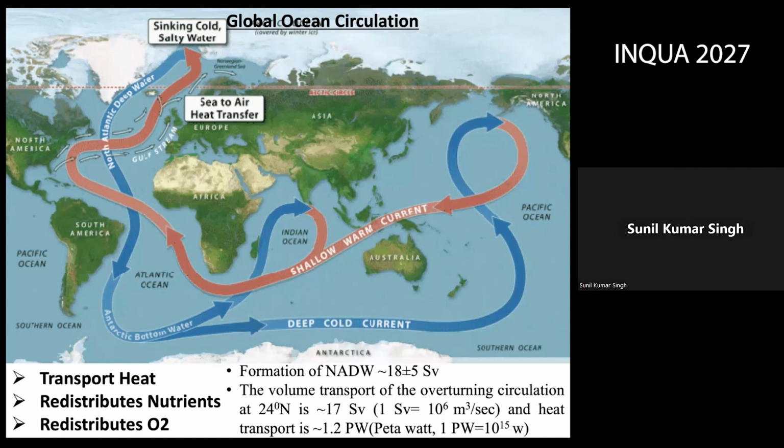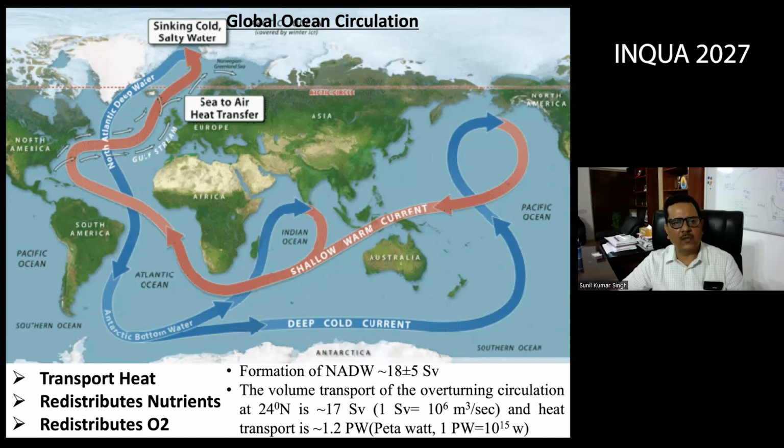So this whole ocean circulation, you can see, for example, the formation of North Atlantic deep water, we are transferring about 17 billion liters of water per second, and in terms of energy, heat, which we are talking about, 1.2 petawatt of energy we are transporting. So you can imagine how important this ocean circulation is.